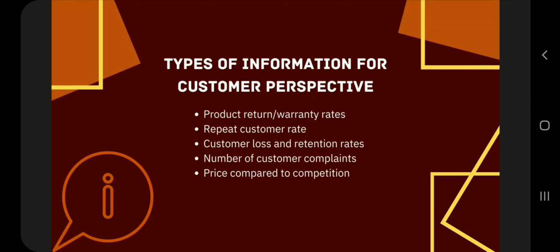Examples of information for it are product return, warranty rates, repeat customer rates, customer loss and retention rates, number of customer complaints, prices compared to competition. When a business has access to those types of information, it may update them about customers and about current trends, changes in the market, and changes within the industry. They can then make adjustments that are in line with emerging market trends while maintaining a high level of customer satisfaction and also trying to achieve high profitability as a result.